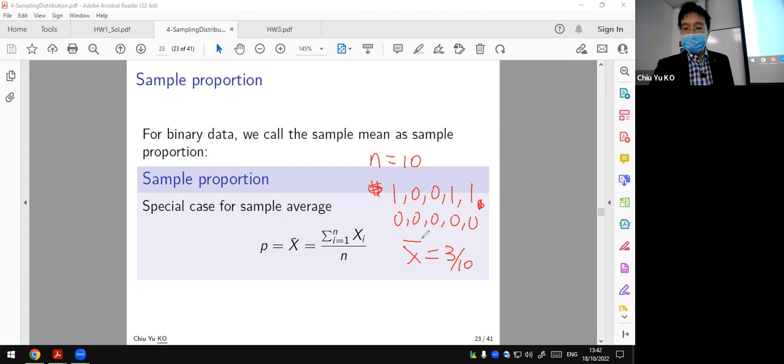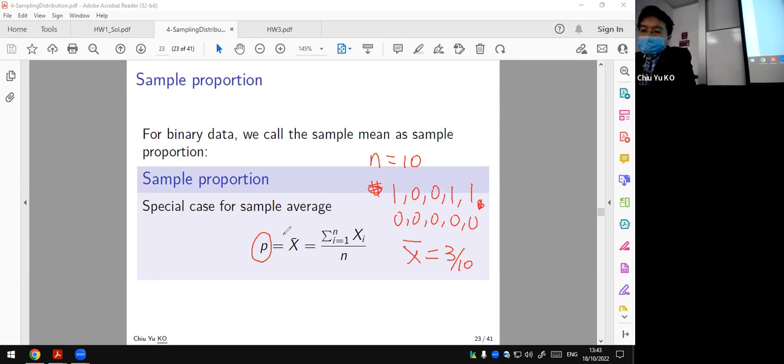So this sample mean is actually a proportion, the proportion of people who got 1, and we denote this as P. Is that clear notation? That's why it's called the sample proportion. It's just the sample average, but you restrict the data to 0 and 1.